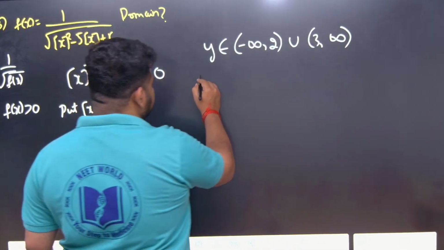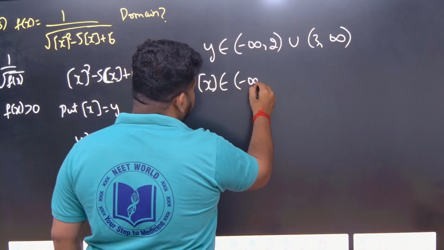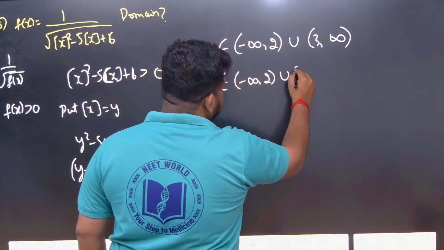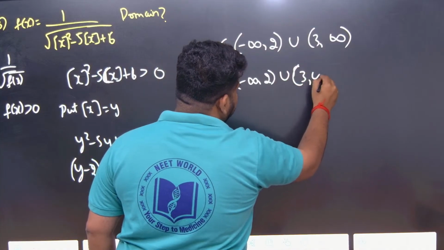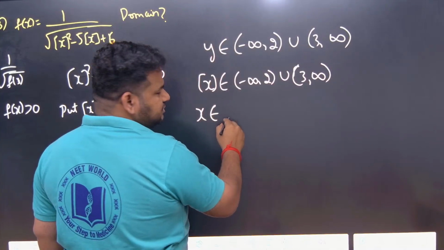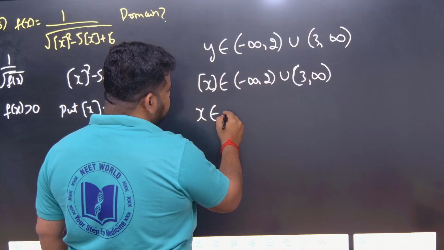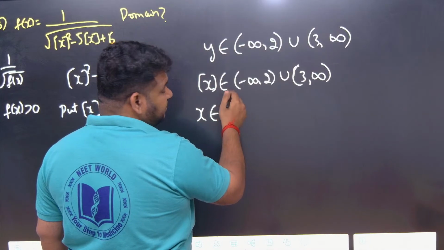Now y is nothing but step of x. So you are writing step of x belongs to minus infinity comma 2 union the open interval 3 comma infinity. Now what should I write for x? I should always write closed comma open, but here I cannot write open for infinity. Sorry, it should be closed comma open.